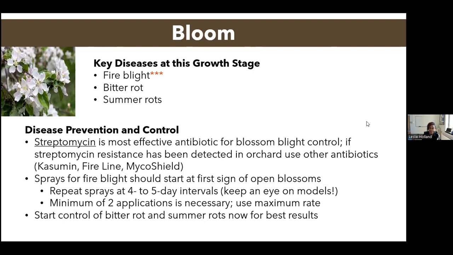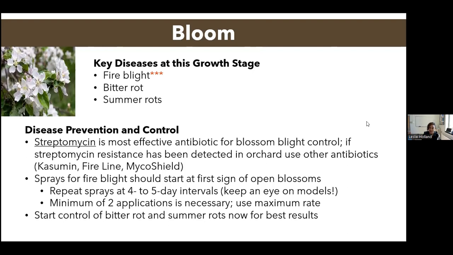disease. Sprays for fire blight should start at the first sign of open blossoms, right? This is when things can quickly take off. So it's important to get a handle on this disease up front. Repeat sprays can be made at 4 to 5 day intervals. However, I encourage you to keep an eye on the models.